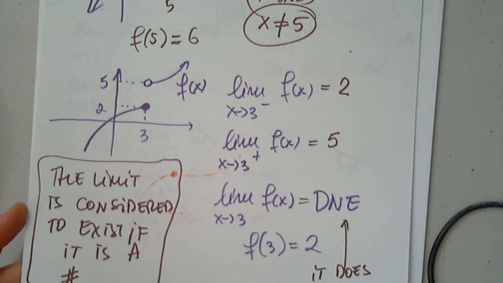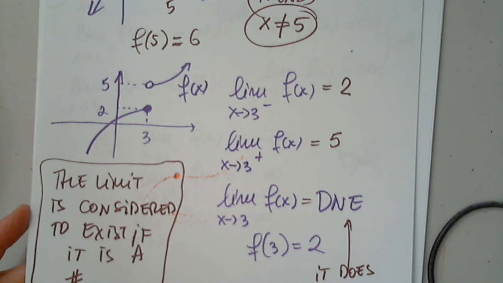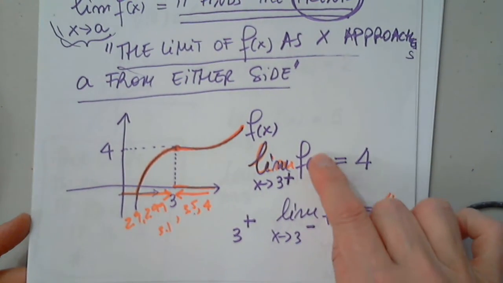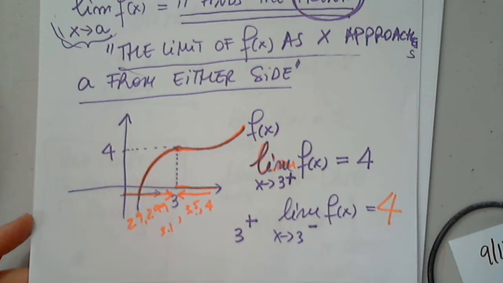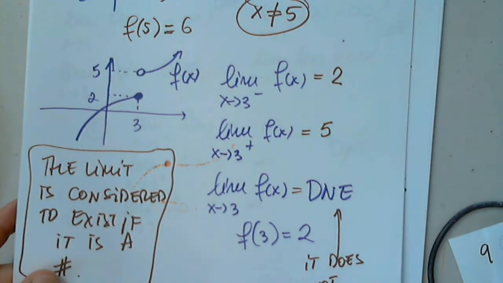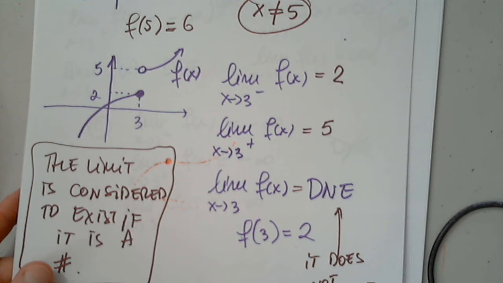Is this okay? Is that a yes? You're saying that the limit as x approaches 3 exists only if the limit from the left and the limit from the right both equal the same number. Is that what you're saying? Both exist, and both equal the same number. Otherwise, the limit from either side will not exist. And this is the example in which the limit from the left and the limit from the right both exist, but they're not the same number. Okay. So then the limit from either side is DNE.